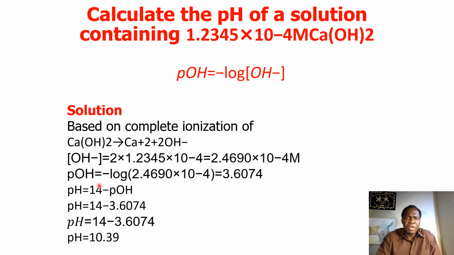So pOH is equal to minus log of 2.46 times 10 to the power minus 4. So you have pOH is 3.6074. When you know the pOH, you can use the formula pH equals 14 minus pOH to deduce the pH of the compound.